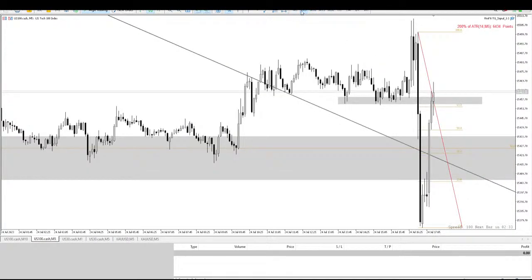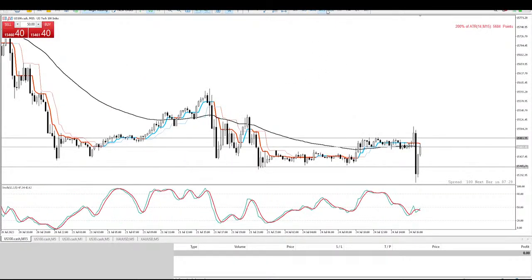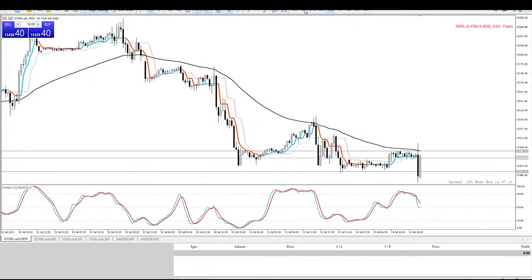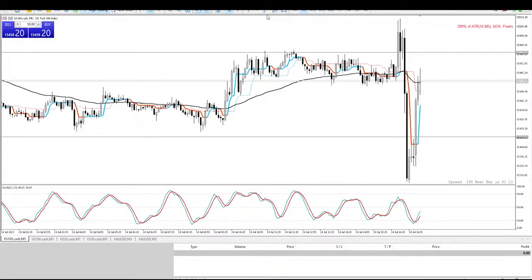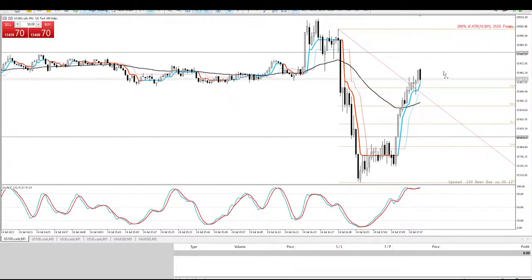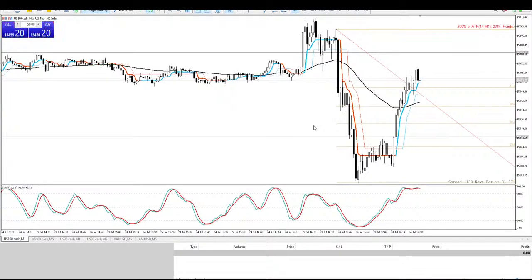So let me just put the fib on the indicators here. Okay, we're gonna wait for a retest. Hopefully we get a pullback, and then we'll look for momentum to go bullish, and then maybe we'll jump in on a long.